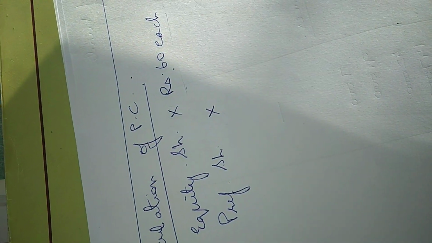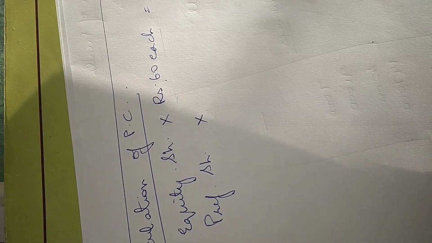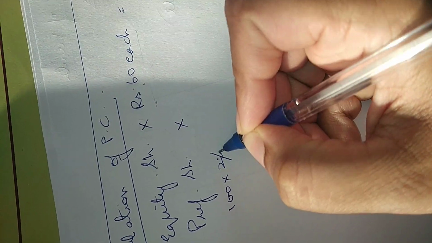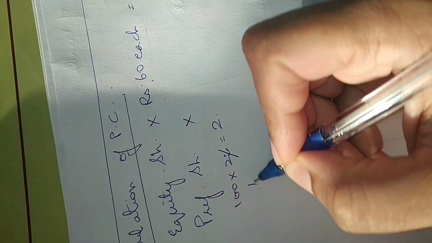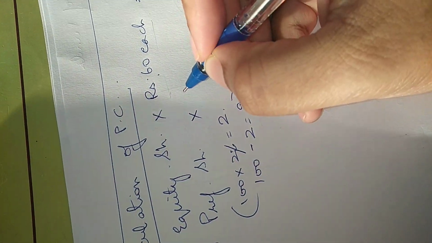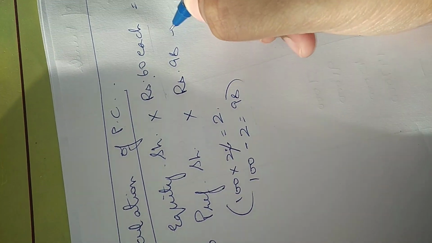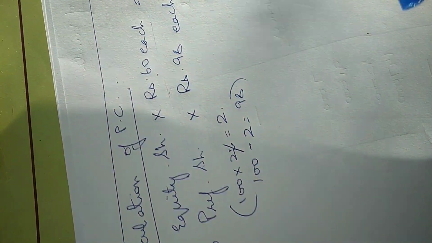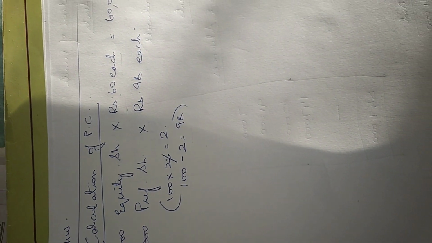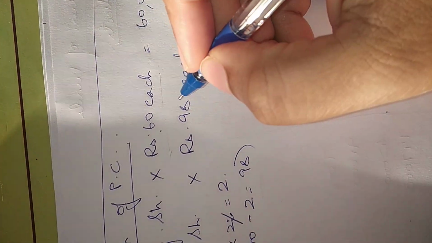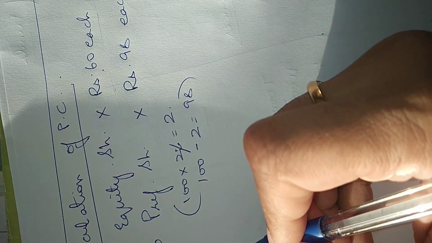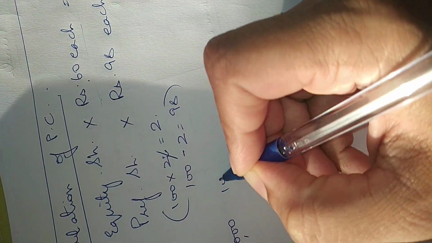Then again 1000 preference shares of rupees 100 each. The actual value is 100, but we are issuing it at 2% discount. That means 100 into 2% is how much? Which is equal to 2 rupees. So we are issuing it at a discount, meaning minus 2, which is equal to 98. So rupees 98 each is the price at which we are giving. When someone comes and asks me for one preference share, I am going to give it at 98 rupees, even though it's worth 100 rupees. So what am I going to get? 98,000. Then you have 1000 10% debentures.